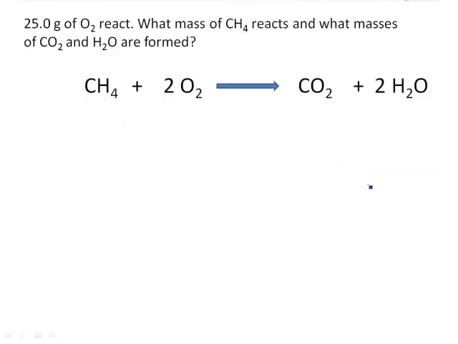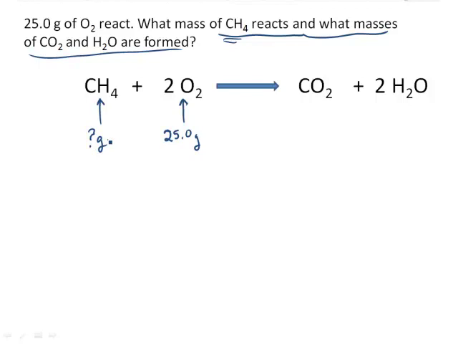So let's look at an example. We'll use our same CH4 example. If 25 grams of O2 react, what mass of CH4 reacts, and what masses of CO2 and H2O are formed? What I usually do when I have these is point to what I know and write down what it is. So I know I have 25.0 grams of that. Let's just do the CH4 to start. I'm looking for how much of that I have, so I'll put a question mark and grams. That gives me a key to what I'm doing.